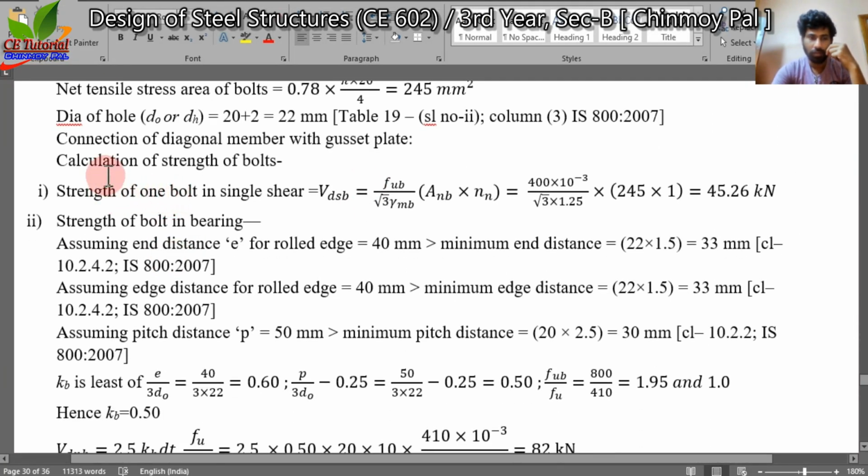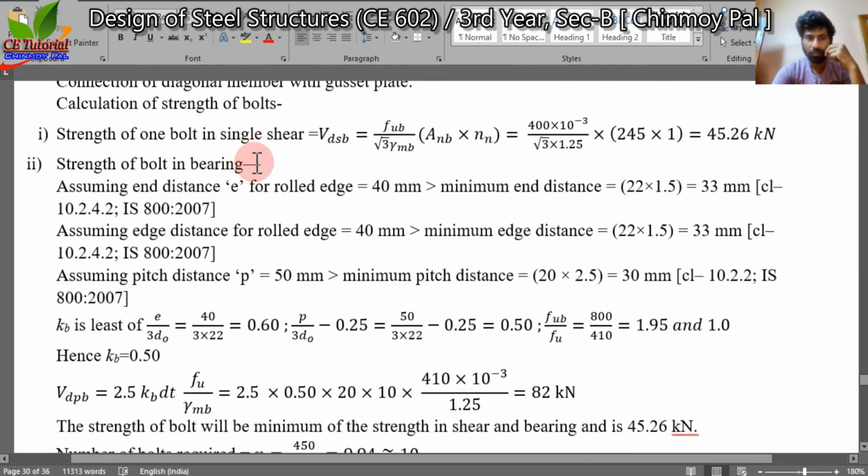Now you have to calculate the strength of one bolt. Strength of one bolt will depend upon the strength of bolt in single shear and strength of bolt in bearing. Whichever is the minimum value will be the strength of the bolt.